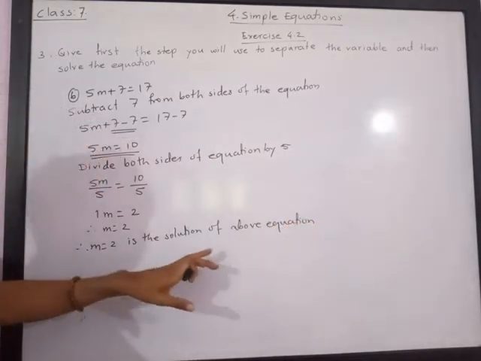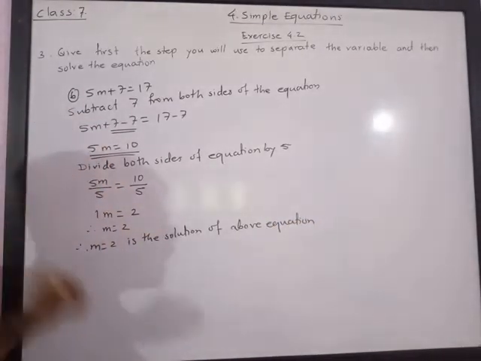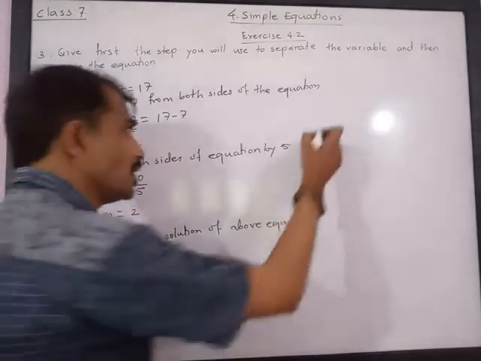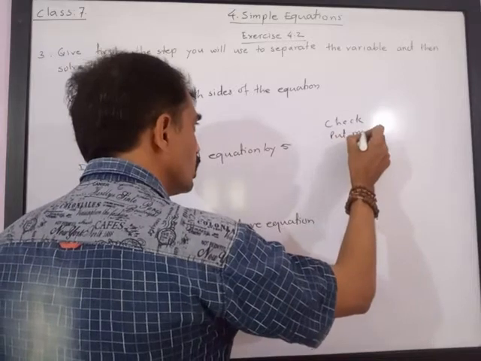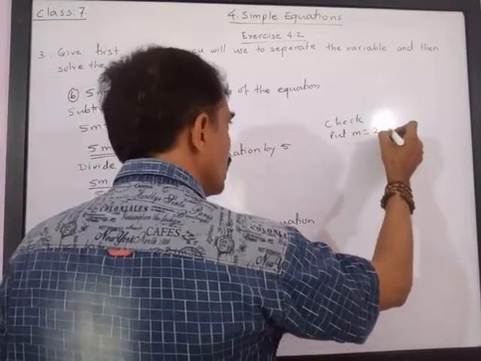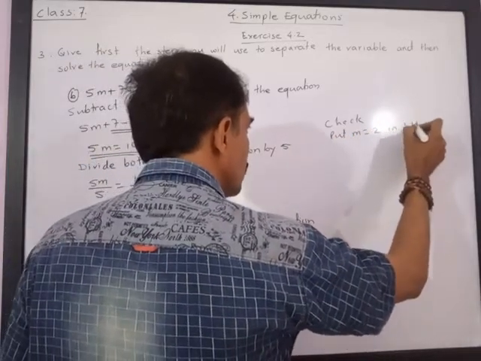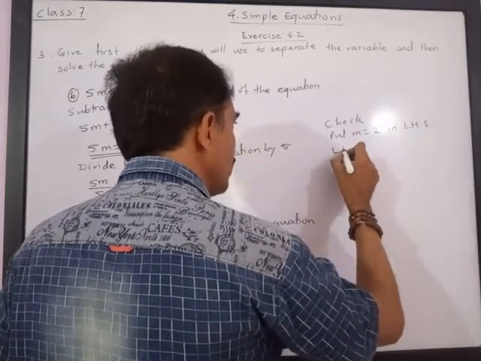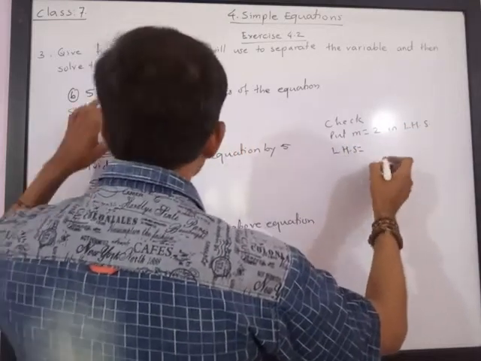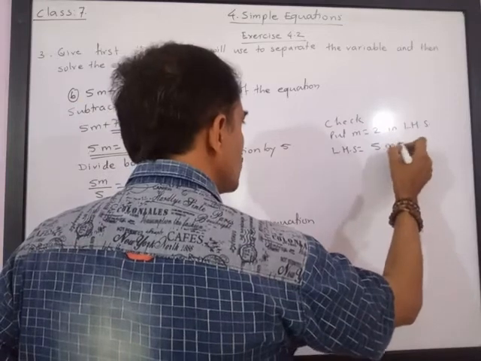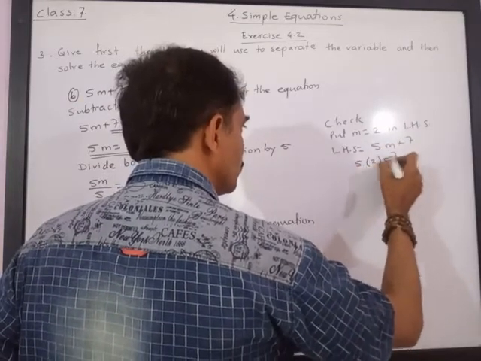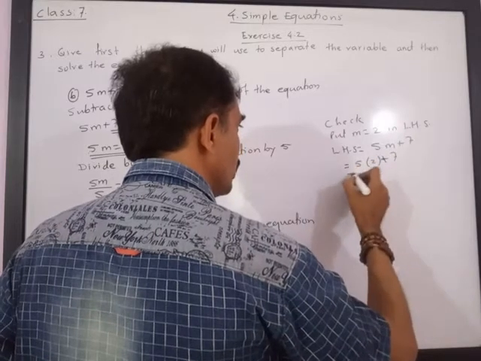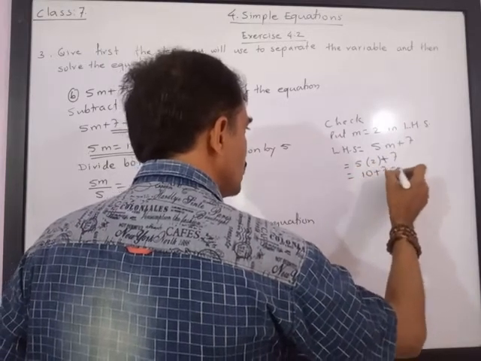Now let us check whether we are getting the same answer or not. Check. Put m is equal to 2 in LHS. So you will get LHS, left hand side, is equal to 5m plus 7. This becomes 5 into 2 plus 7, that is equal to 10 plus 7, 17.